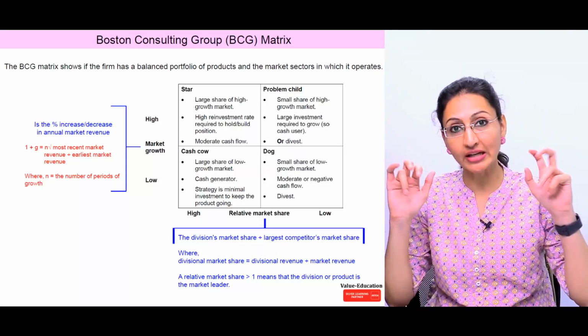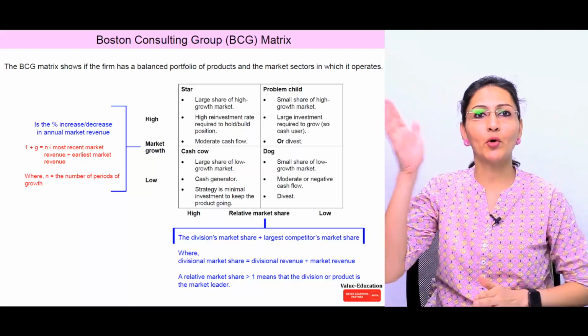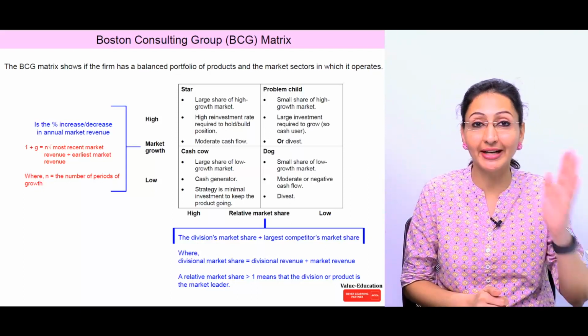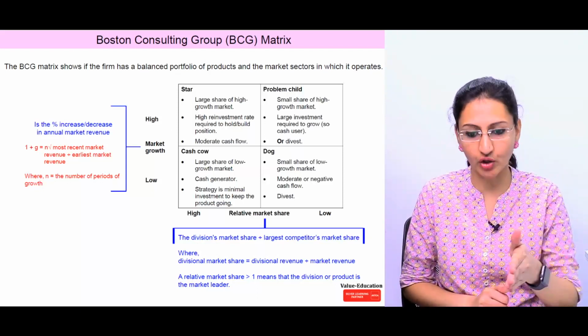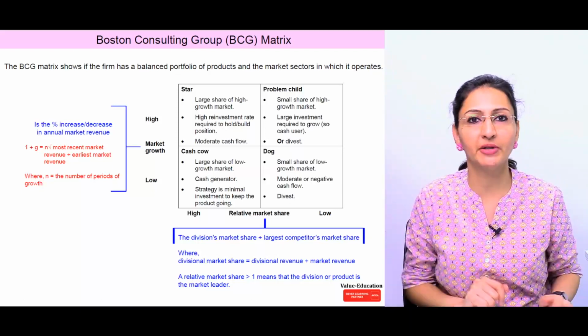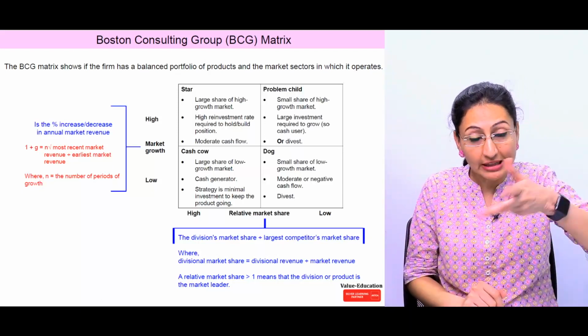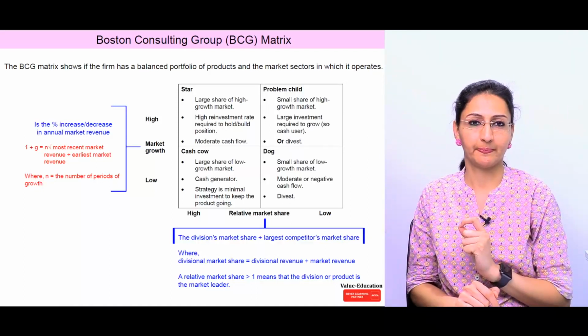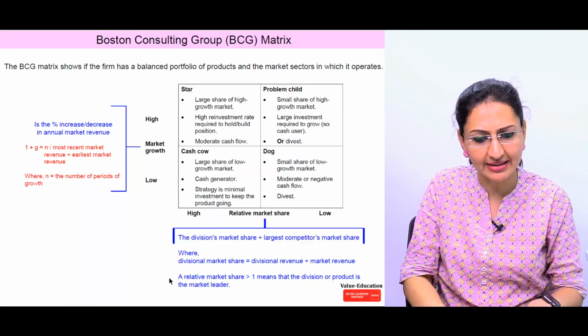Now what is your relative market share? 20 upon 80. 1/4 is your relative market share. 20% your own market share, divided by 80% your largest competitor's market share. That means your relative market share is 20 upon 80. That's 1/4. Right? Now what is the last sentence trying to say?